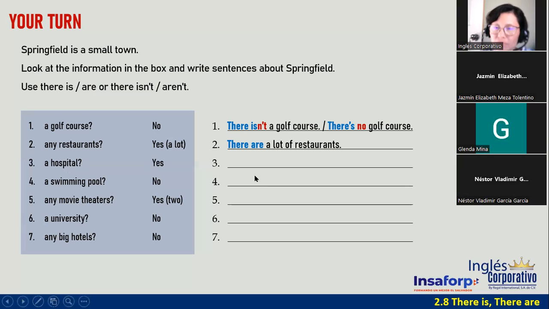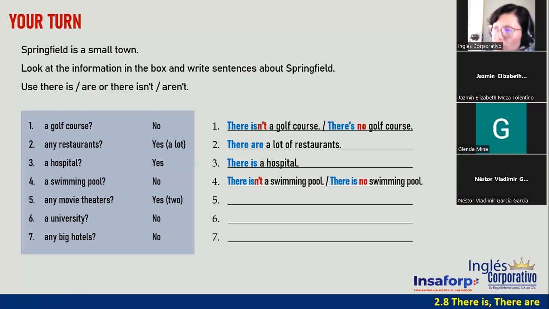Number three. What would be the sentence? I say there is a hospital, right? Then we have also the swimming pool. It says no. We say there isn't a swimming pool or there is no swimming pool. ¿Verdad? Ahí tenemos las dos opciones como nos las enseña el libro, ¿verdad? Y dice ahí, any movie theater, are there any movie theaters? Y le dice yes, two. Entonces nosotros decimos, there are two movie theaters, ¿verdad?